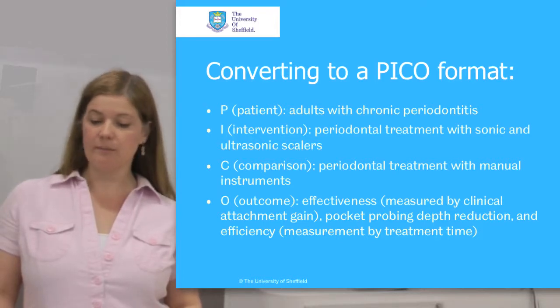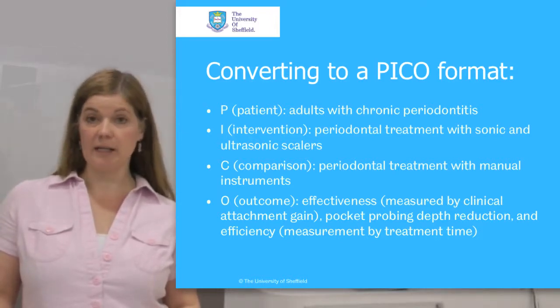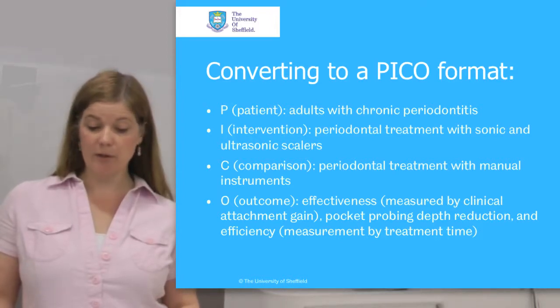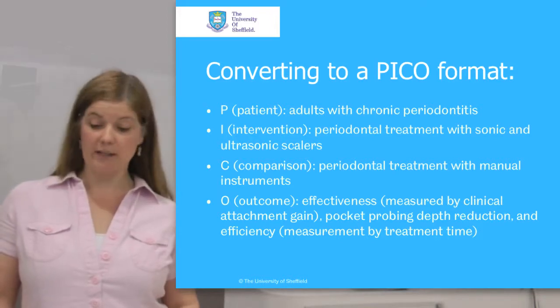The comparison is just your standard treatment with manual instruments. And the outcome, well, firstly, effectiveness, because you want to know obviously whether you've reduced the attachment gain. It could be pocket probing depth reduction, and also efficiency could be used as an outcome because obviously for him he wants to have treatment in less time. So it could be measurement of treatment time, could be an indicator of efficiency, or you could measure anxiety.